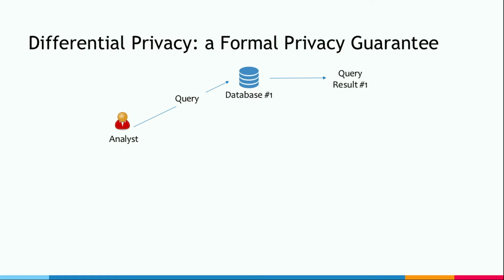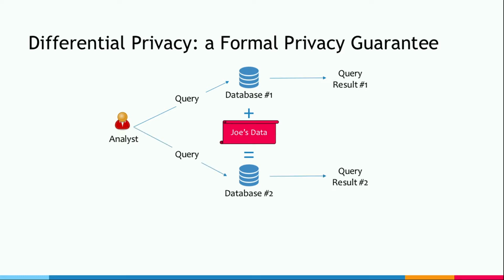So imagine you have an analyst who's posing a query on a database and they get an answer. In this case, the analyst is kind of like the adversary. The analyst is trying to figure out something about an individual, say me. If the analyst is posing a query on this database, now imagine we have a second database that's identical to the first one. The only difference is my data. So the first database does not have my data, the second one does. If we pose the same query on both databases and get two different results, differential privacy says that these two answers have to be very close to equal.